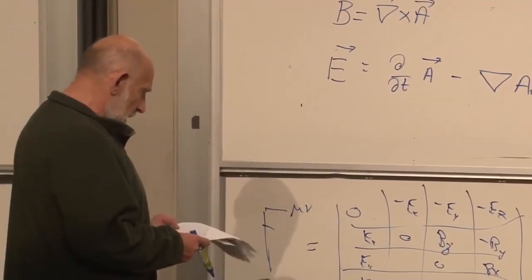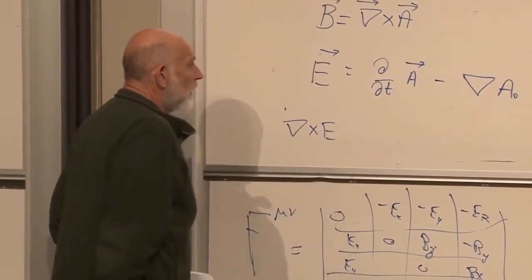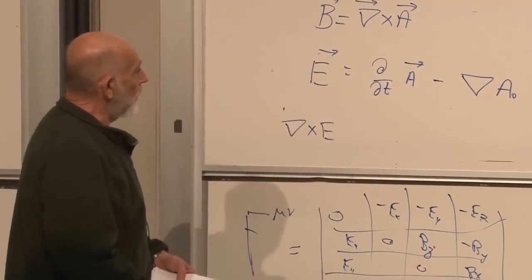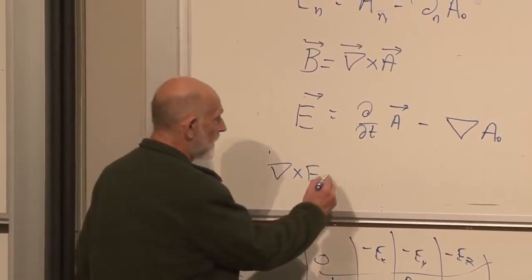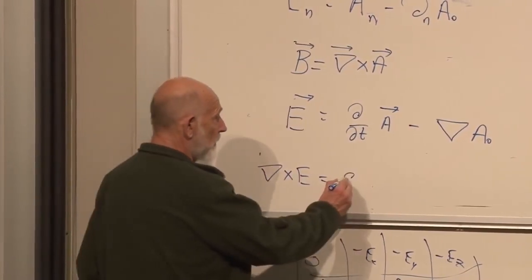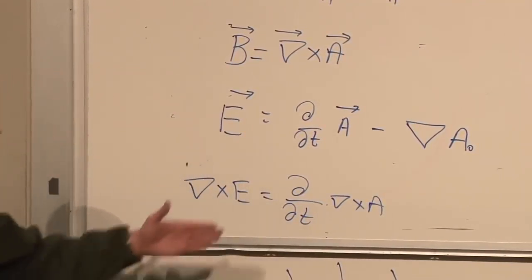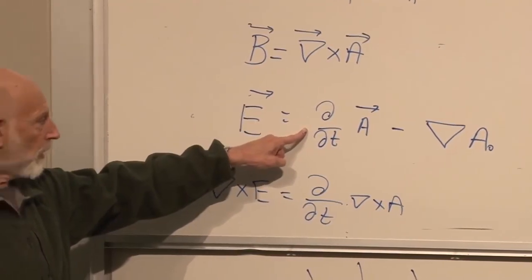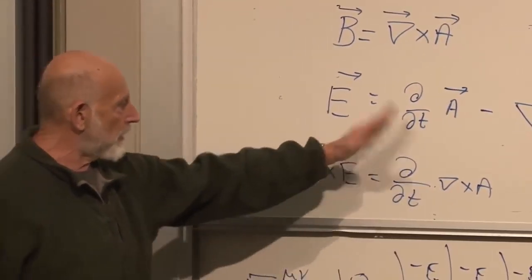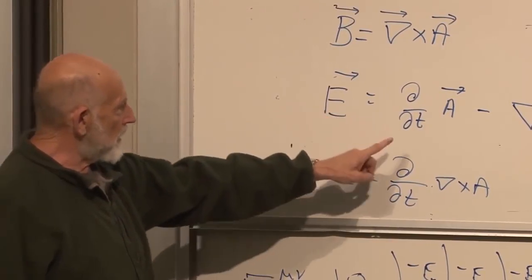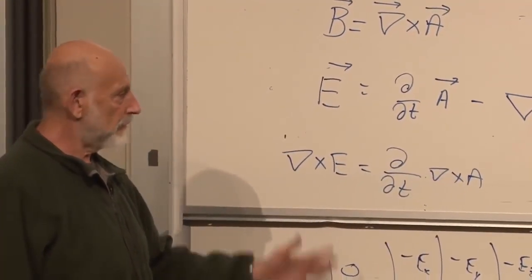Okay, now let's consider the curl of the electric field. The curl of the electric field is, first of all, the curl of the time derivative of the vector potential. That's the first term. That also happens to be the time derivative of the curl of A. Why is that? Because you can interchange derivatives. When I take a derivative to make a curl out of this, I can interchange the space derivative with a time derivative and pull a time derivative on the outside. So the curl of the time derivative of A is the time derivative of the curl of A, number one.